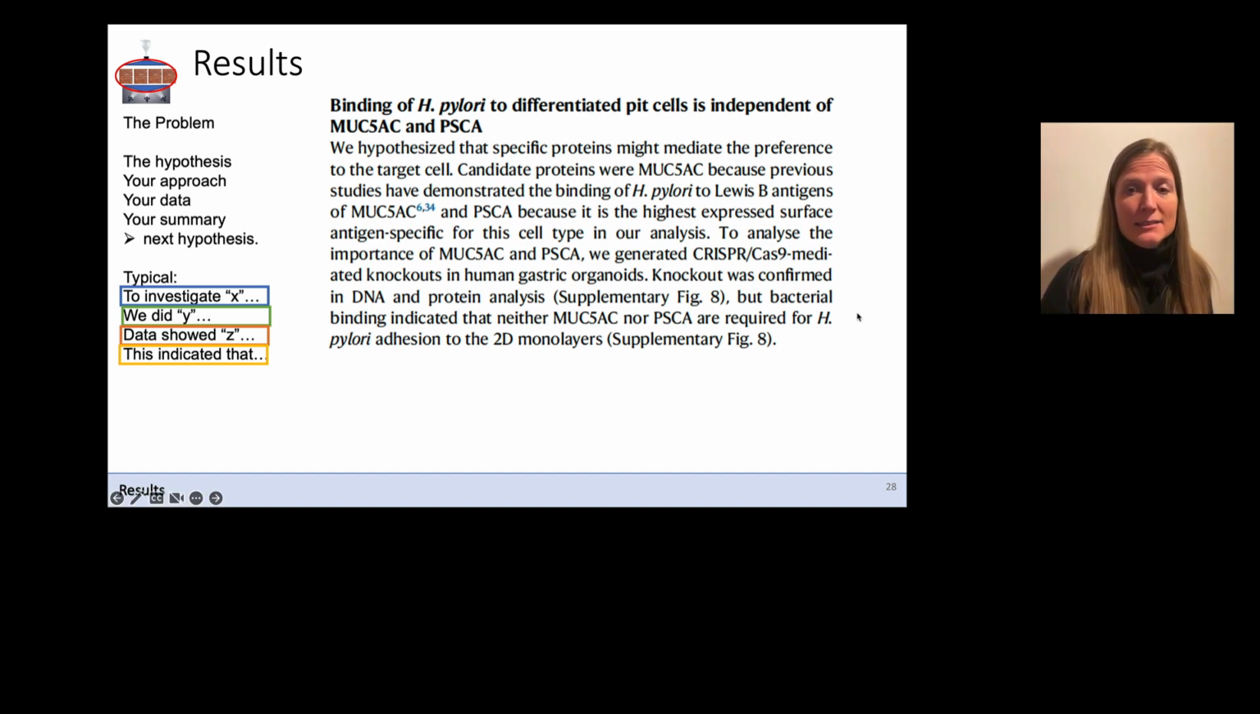So here in this results section, we describe supplementary figure 8. To analyze the importance of MUC5AC and PSCA, two human proteins, we generated a CRISPR-Cas9 mediated knockout in human gastric organoids. Knockout was confirmed in DNA and protein analysis, but bacterial binding indicated that neither MUC5AC nor PSCA are required for Helicobacter adhesion to the 2D monolayers. Supplementary figure 8. Let's look at supplementary figure 8.